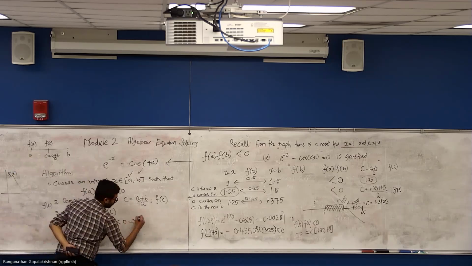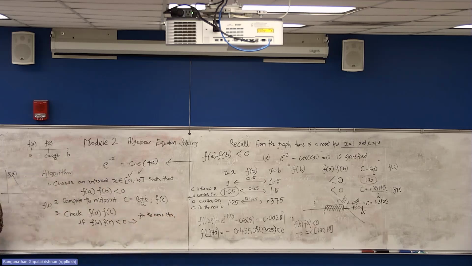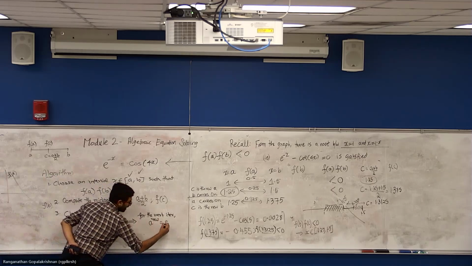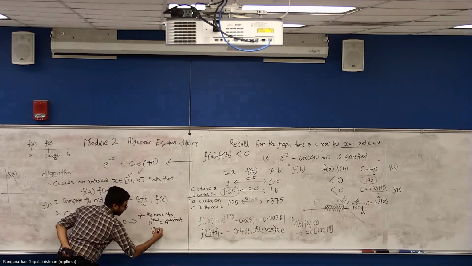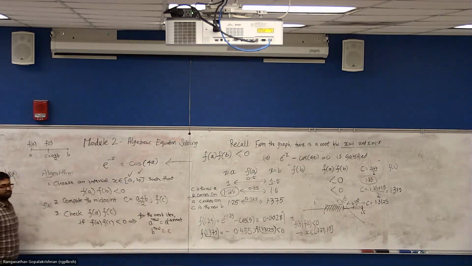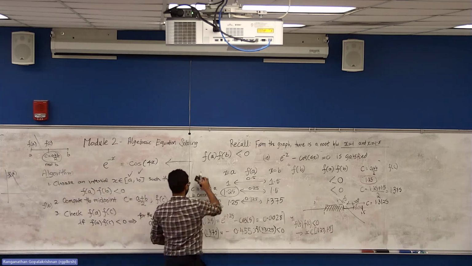Then for the next iteration, the root lies between A and C, which means A remains as A and C becomes the new B. If it goes through like this, you just have to call this the new B. Okay. So then let's continue here.